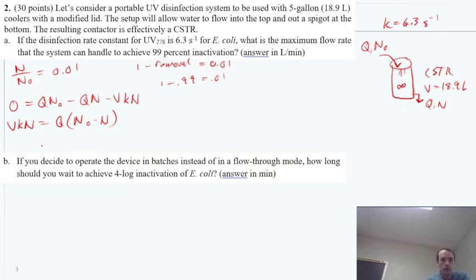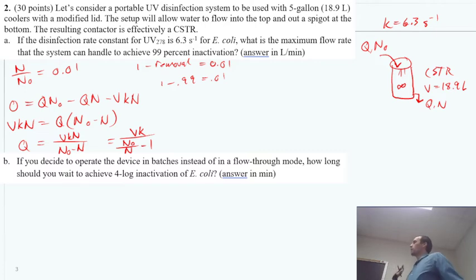We can divide both sides by that. So Q will be equal to VKN divided by n naught minus n. And from here, we can see that if we divide the top by n and the bottom by n, we'll end up with a ratio of n naught to n, and that'll cancel to 1. So that'll actually get us very close to what we need. So this will be VK divided by n naught over n minus 1.